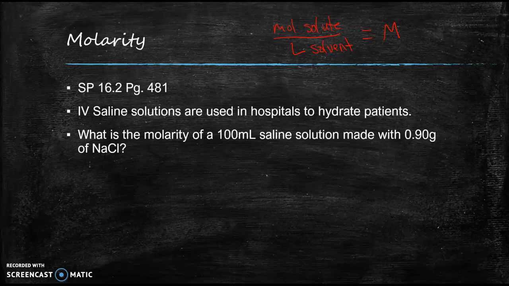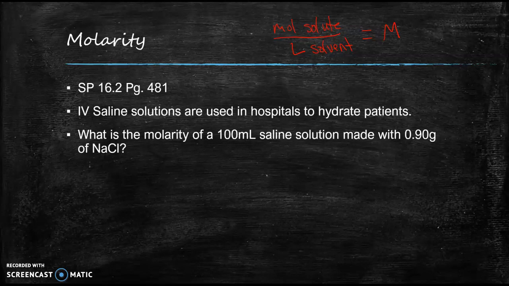IV saline solutions are used in hospitals to hydrate patients. Saline solutions have to have an amount of salt in them in order to prevent the patient's blood cells from overhydrating and bursting. There are different molarities or different concentrations of these saline solutions depending on what the patient is experiencing. If they have higher salt levels, you might want to have more or less salt in the saline solution, depending on your goal for their blood.